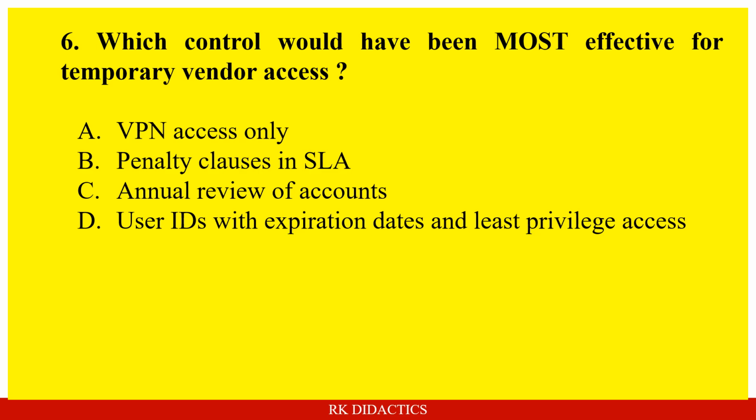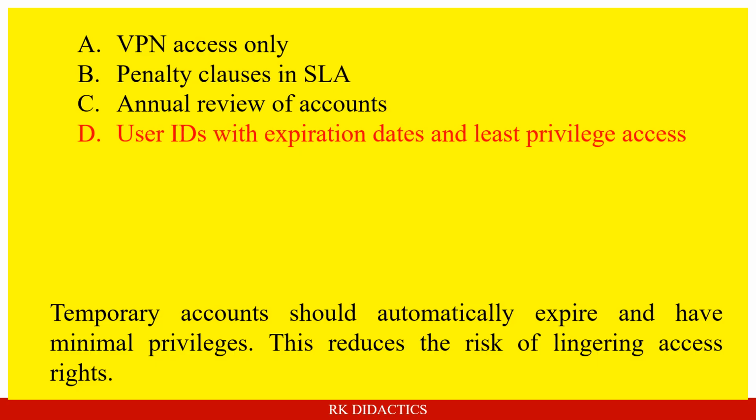Which control would have been most effective for temporary vendor access? VPN access only, penalty clauses in service level agreement, annual review of accounts, or user IDs with expiration dates and least privilege access. It is user IDs with expiration dates and least privilege access.